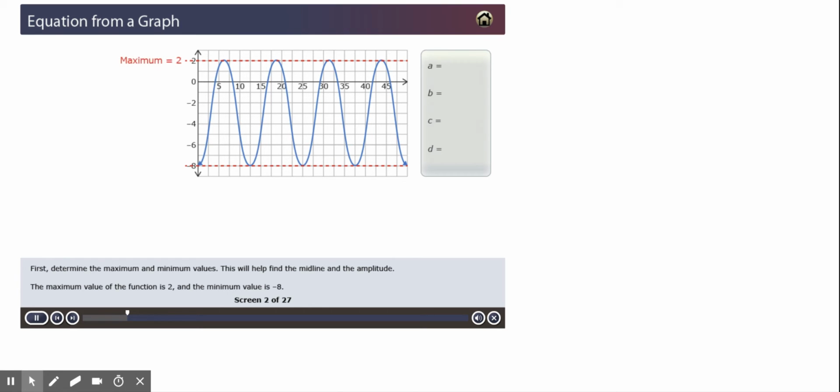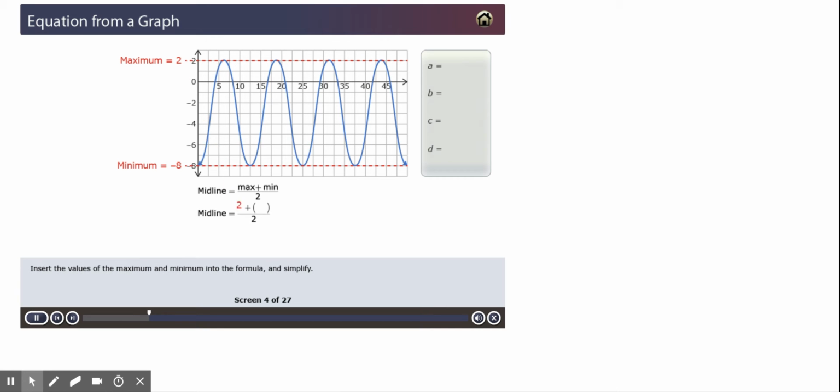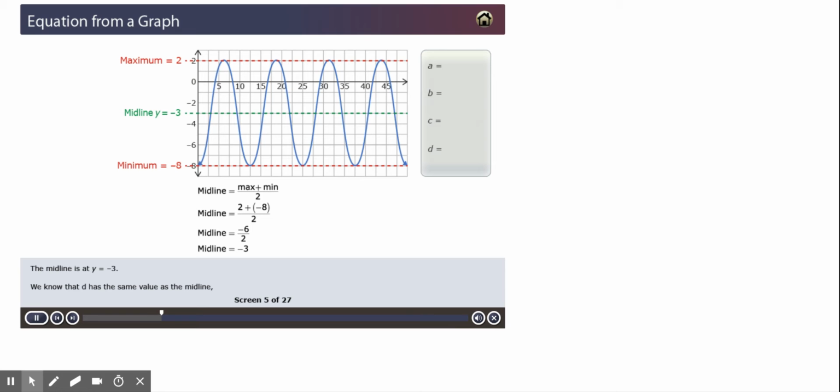The maximum value of the function is 2, and the minimum value is -8. Use the midline formula to determine the location of the midline. Think of this formula as averaging the maximum and minimum values. Insert the values of the maximum and minimum into the formula and simplify. The midline is at y equal to -3. We know that D has the same value as the midline, so D is equal to -3.